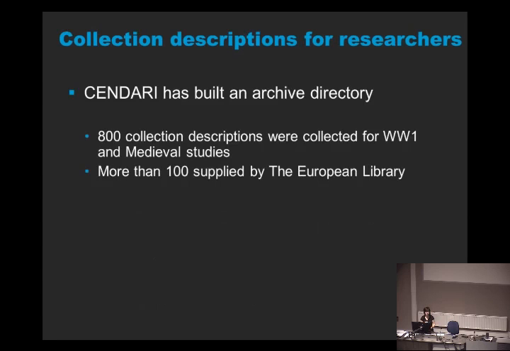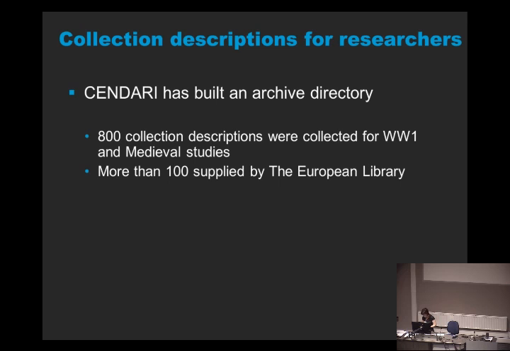So what was the first step? Since Sendai is working on two specific areas, the First World War and medieval studies, they have built what they call an archive directory, which is in fact a list of collection descriptions, and the European Library has provided collection descriptions to this big registry. The idea was to focus on very specific collections that are at the moment a bit hidden from the public. So a lot of small collections coming from the east of Europe that have a lot of value but are quite unknown to the public.